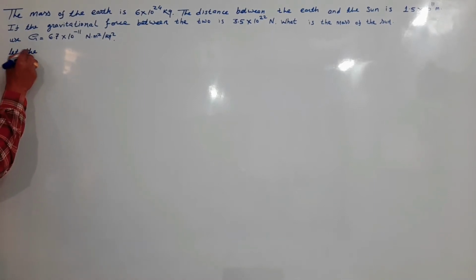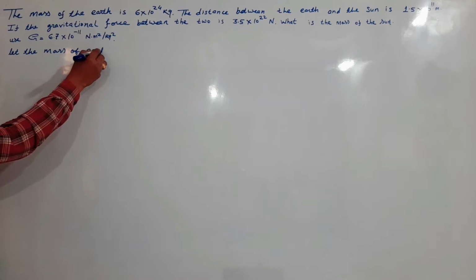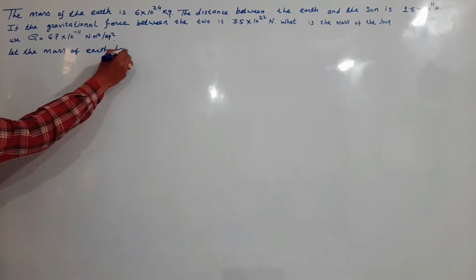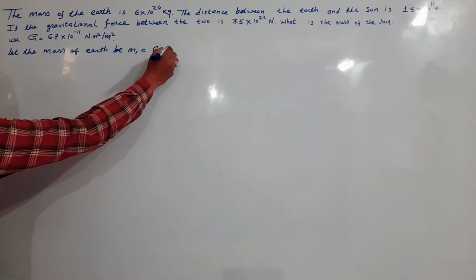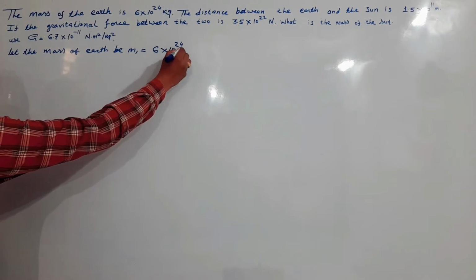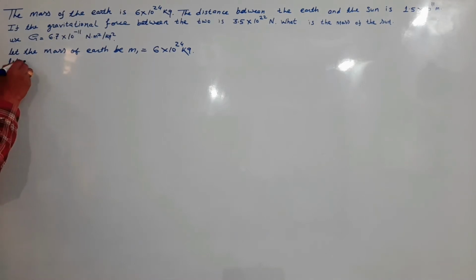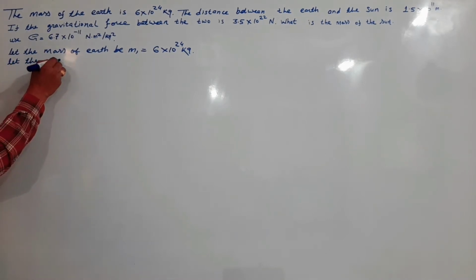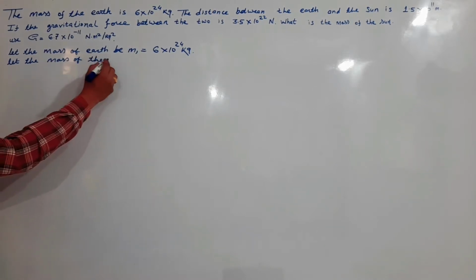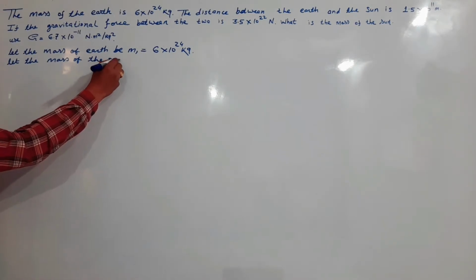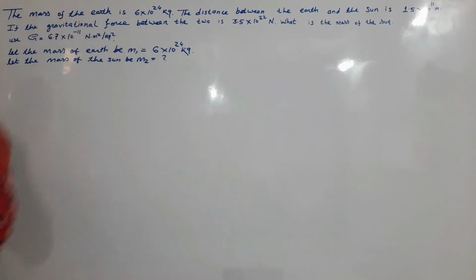Let the mass of Earth be m1, which is equal to 6 into 10 to the power 24 kg. Let the mass of the Sun be m2, which we have to find.